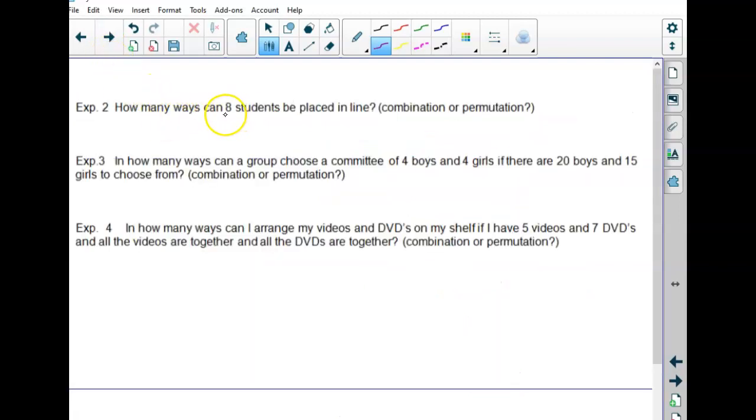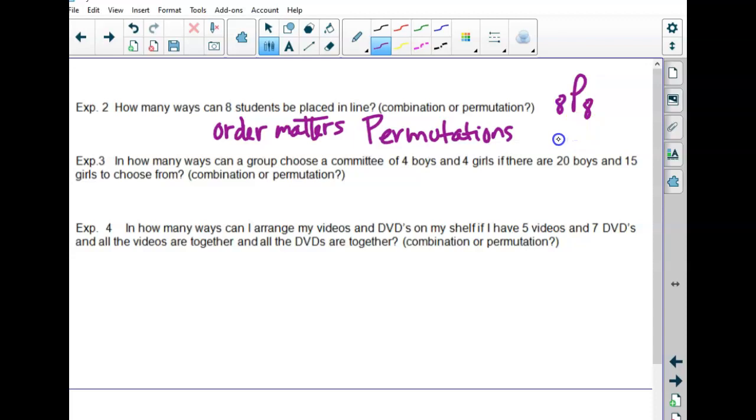Number 2 says, how many ways can 8 students be placed in line? If you're lining students up at the door, let's be realistic here. Does order matter? It's a different way of lining them up, right? So we're going to go with order matters, which is a permutation. Now with permutations, I rarely use the button. You certainly can. We're putting all 8 of them in line, so it's 8P8.